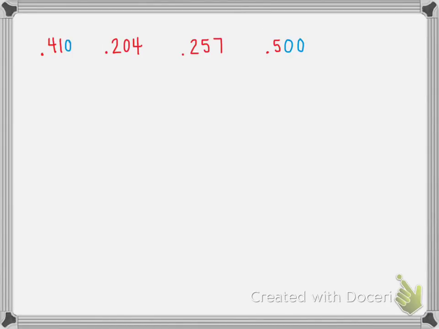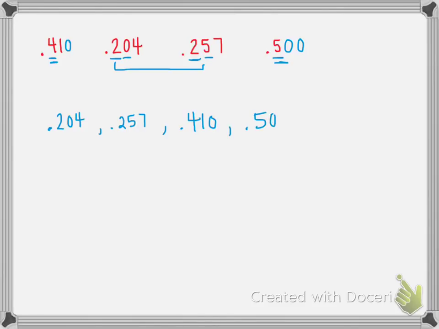The other thing you could do is go in order of place value, and you could say this is 4/10, 2/10, 2/10, and 5/10. So these two you'd have to check first because that's the smallest. 0 hundredths and 5 hundredths. Since 0 hundredths is smaller than 5 hundredths, I know the first one would be 204 thousandths, and the second one would be 257 thousandths. And then when I looked at the other two, the tenths were already smaller. So 410 thousandths, because 4/10 is smaller than 5/10, and 500 thousandths.